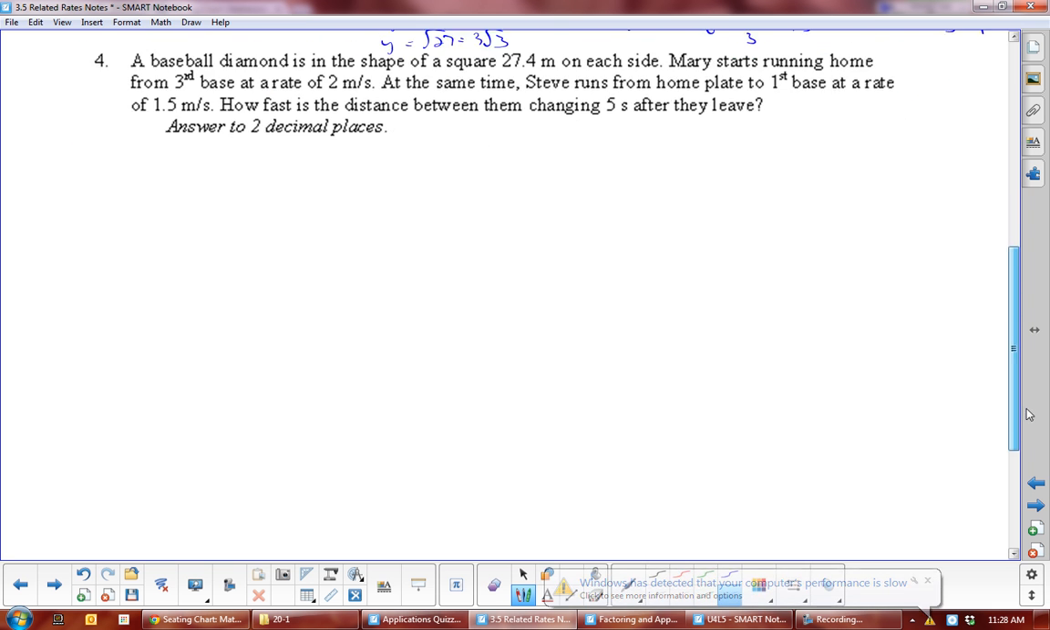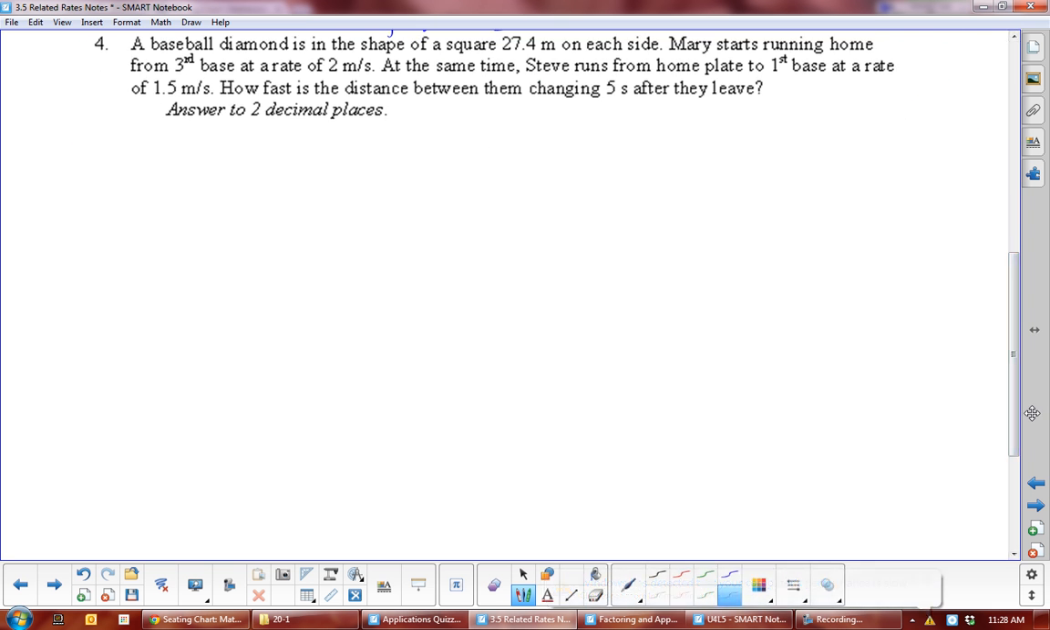Here's a gooder. A baseball diamond is in the shape of a square on the side. Mary starts running home from third base at a rate of 2 meters per second. At the same time, Steve runs from home plate to first at a rate of 1.5 meters per second. How fast is the distance between them changing after 5 seconds?